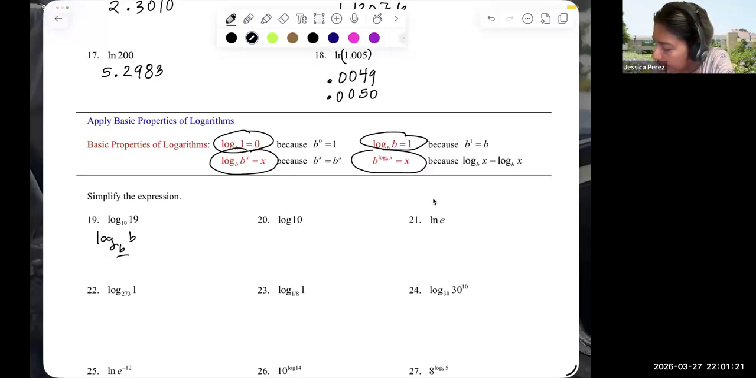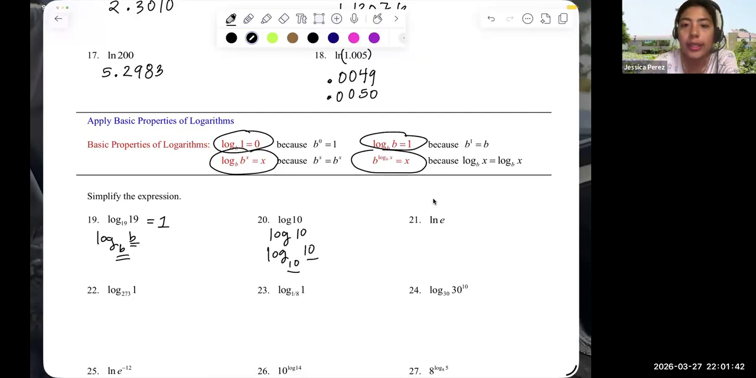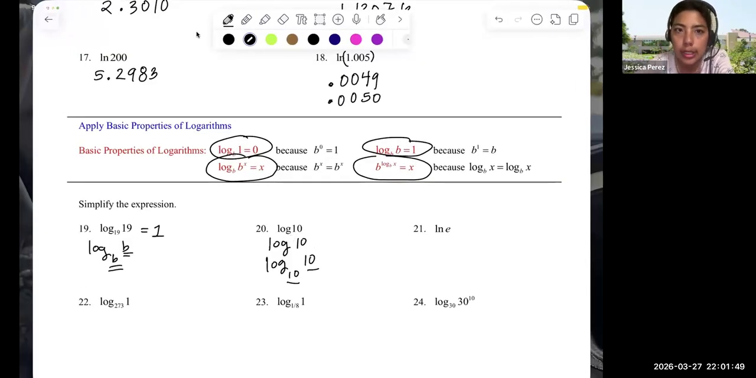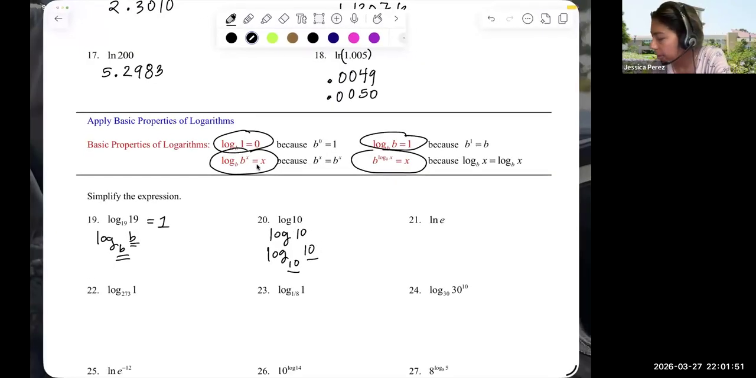So see how the base and the base here are the same. So we're going to use log base b of b is equal to 1. So the first part is 1, because 19 to the first power is equal to 19. Same thing here, log of 10 is the same as log base 10 of 10, because if we don't see a base there, that means that it's automatically 10. So 10 to the first power is equal to 10. So my solution is going to be 1.